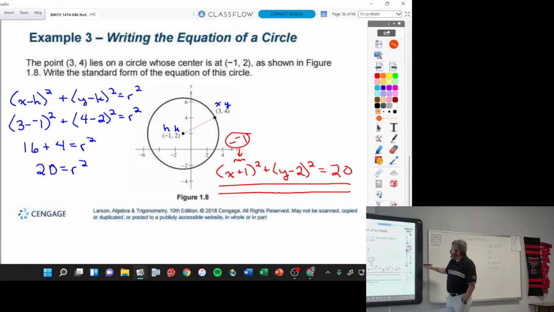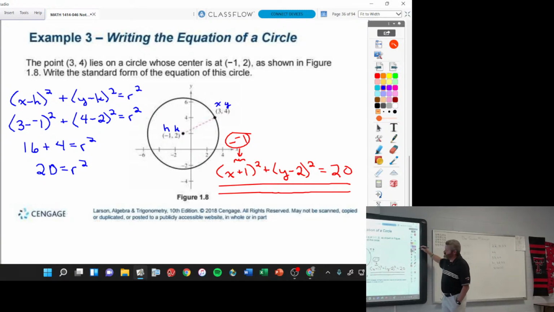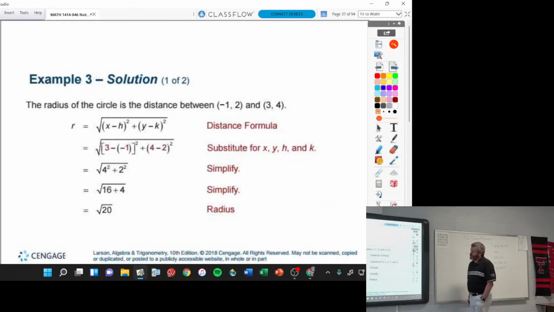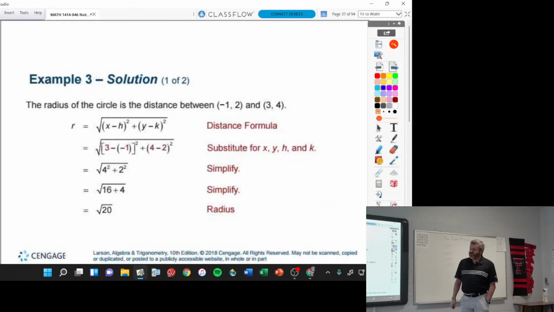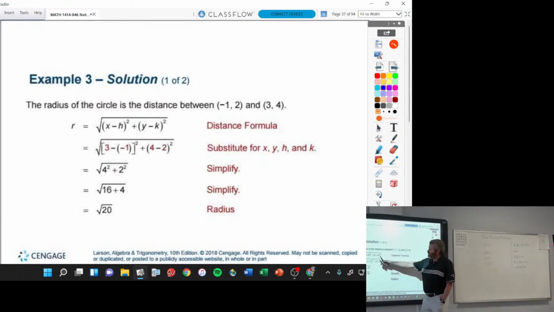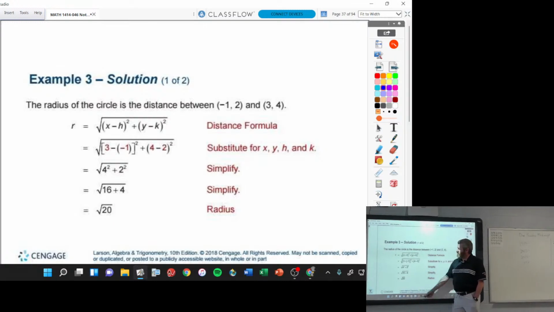I'm going to go on to the next slide, and you're going to see that the text has worked it out as well, but you've also seen me work it out step by step. So here's where they did. They went through and they plugged in numbers just like I did. They left the square root the whole time, and they got the radius to be the square root of 20.